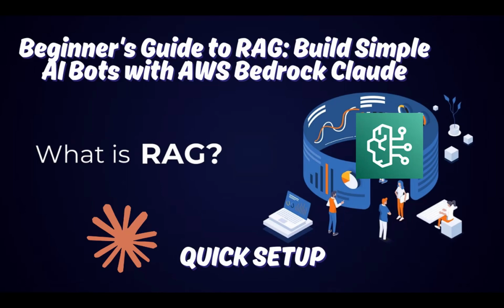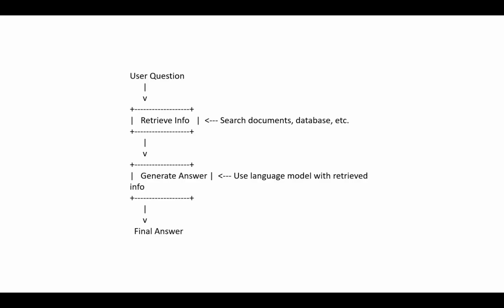So I'll just give you a quick flow diagram over here. The user asks a question. First it retrieves the relevant information from a source, like search documents, a database, or any knowledge base. Then it feeds that information to a language model like Claude or GPT, and it generates a context-aware response.